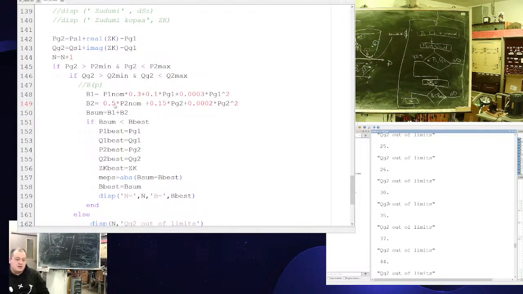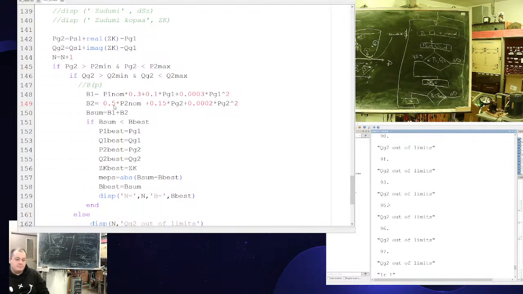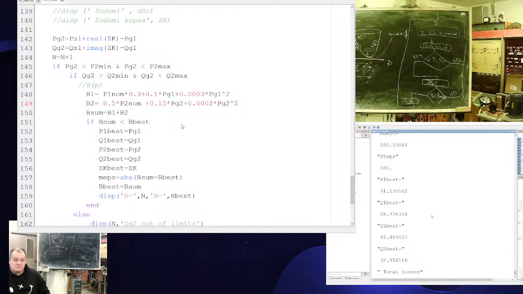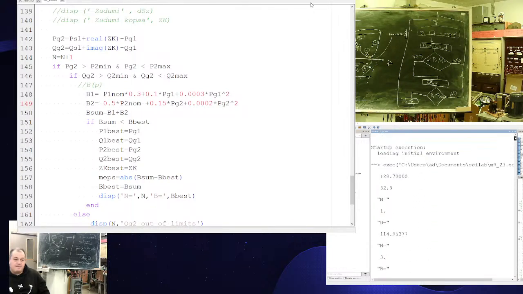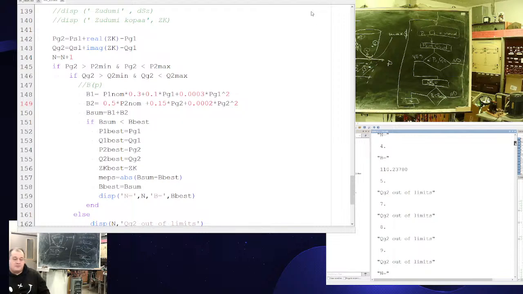$6.42 here. In this case, 4.81. But anyway, in 100 steps, 108 fuel consumption. In previous case, where we was? $1.10.